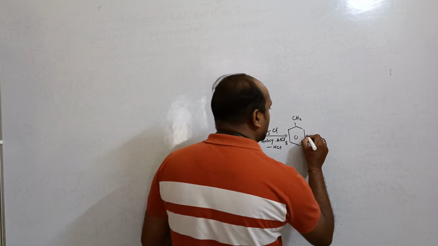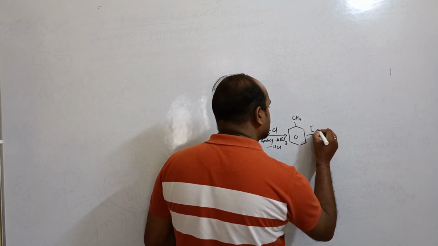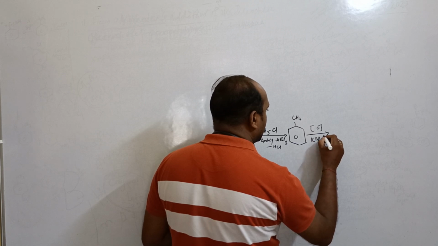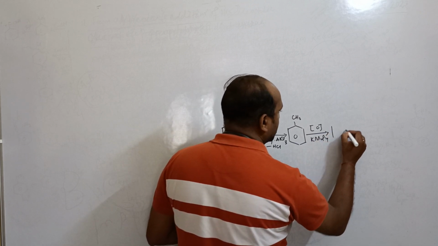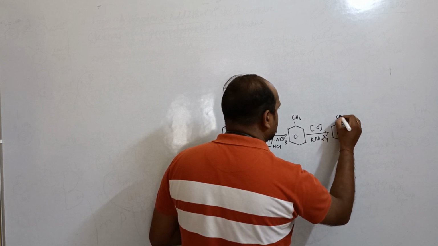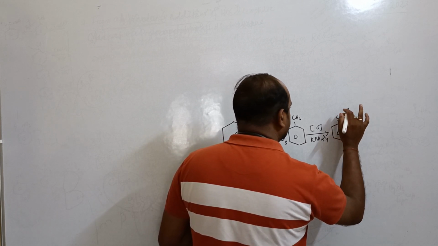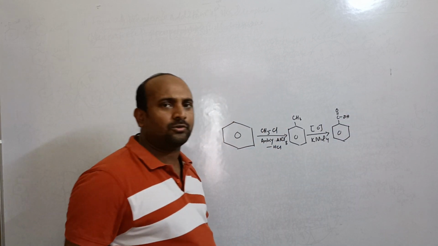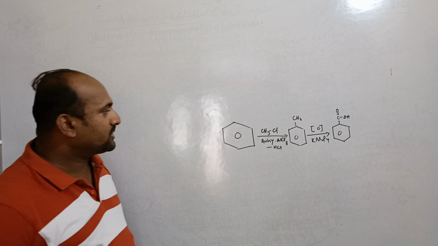Again, toluene undergoes oxidation in the presence of KMnO4 to give benzoic acid. Any alkyl benzene undergoes oxidation to give benzoic acid.